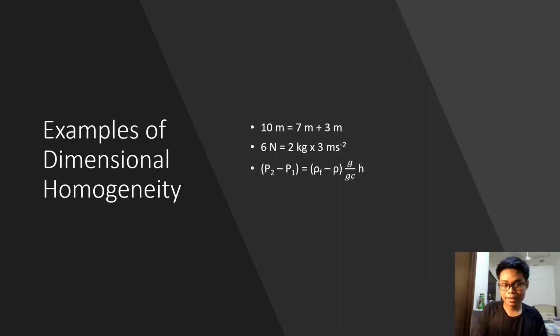Then times h, which is distance, we have length, which is meter. When we multiply all of this, we will get kilogram per meter second square, which is the same on both sides. And we can also express it as Pascal. So this is also an example of dimensional homogeneity.